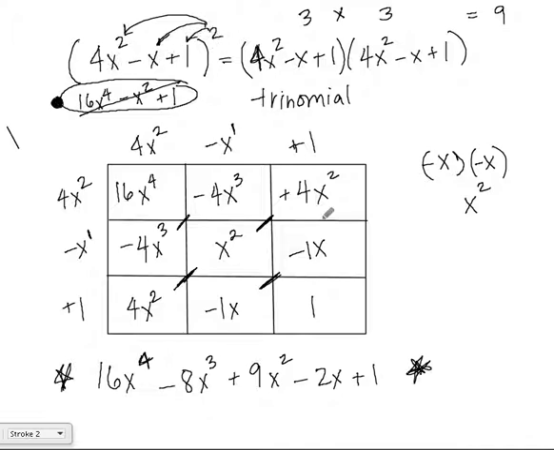Okay, I hope this helps you to be able to multiply a trinomial with a trinomial. You could also do a trinomial with a binomial, and that would give you 6 boxes. Okay, you could do a binomial with a binomial. That would give you 4 boxes to fill in.